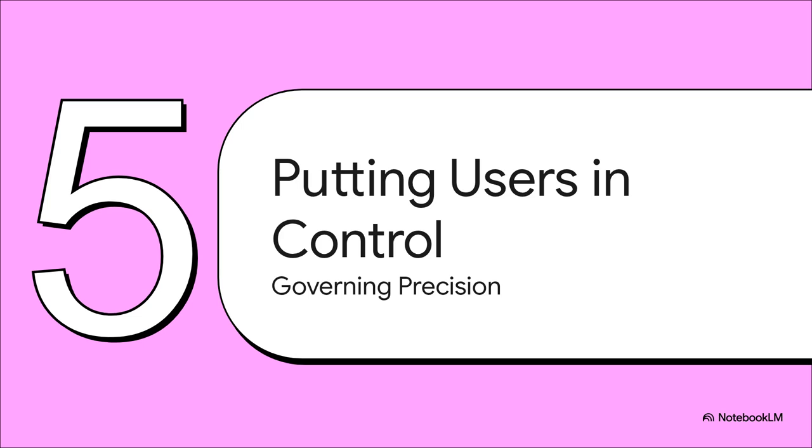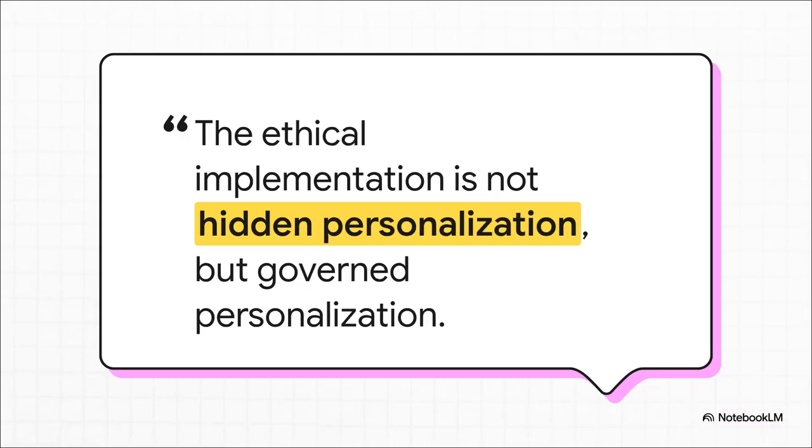And that brings us to the real-world application in Part 5, putting users in control. If precision is going to adapt to our interactions, how does that impact the actual interfaces we use every day? The paper issues a really critical warning here. Systems should never silently judge what quality of AI you deserve behind the scenes based on your user history. As the author notes, the ethical implementation is not hidden personalization, but governed personalization. It has to be totally transparent.